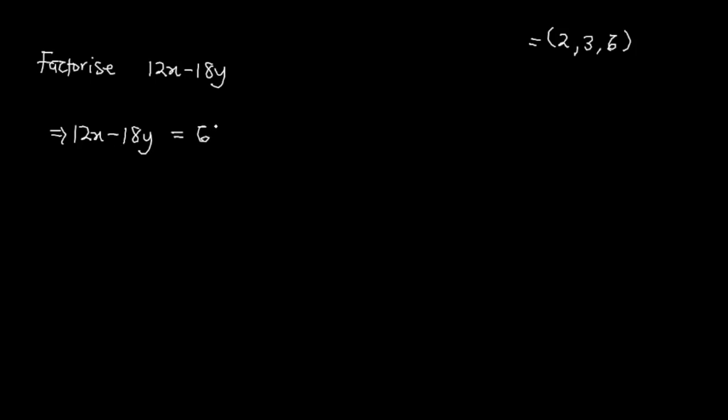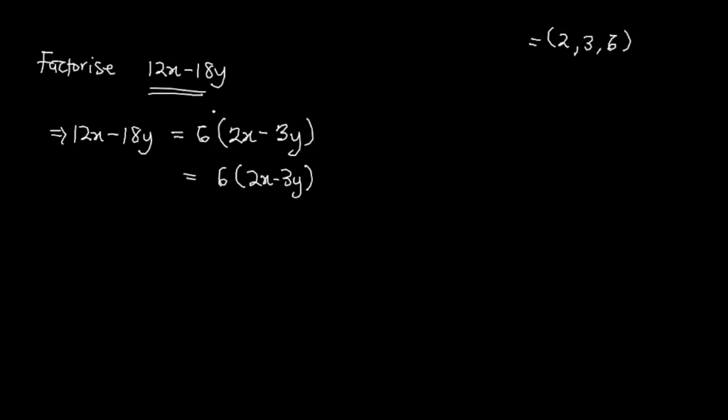So we write 6 outside, then we open a bracket. Now 6 times what will give you 12? 2. 6 times 2 will give you 12. So you write 2 inside the bracket and you add the variable x. Then you bring the sign. Now how many times will this 6 outside the bracket go into 18? It will go there 3 times. So you write that 3 over here and then you attach the variable y. So your final answer becomes 6 into bracket 2x minus 3y after you are done factorizing the expression given above.